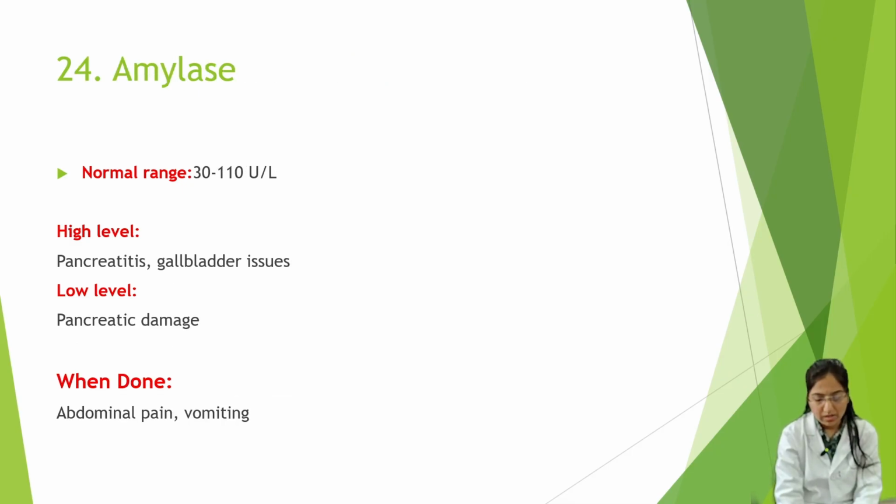Okay, next we'll see the test amylase. Here the normal range is 30 to 110 units per liter. If the amylase level is increased, we can see pancreatitis and gallbladder issues. If it is at a low level, pancreatic damage. This test is done in abdominal pain and in the case of vomiting.